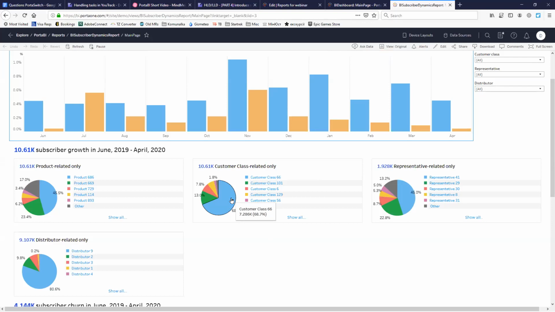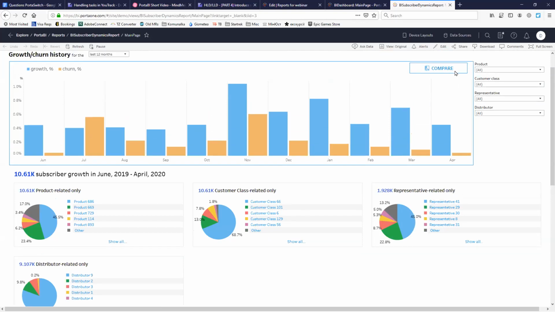That's like 7,000 new accounts. So again, we know that this customer base has good potential. We can sell more. Another interesting feature which I haven't demonstrated yet is the ability to compare what you have on your history bar chart with the previous period.